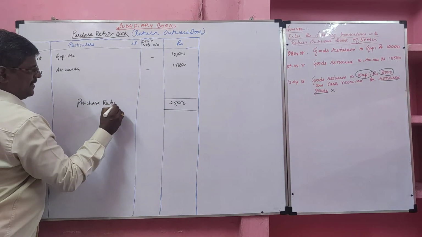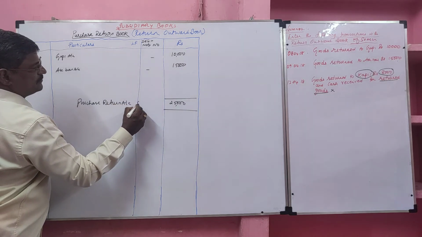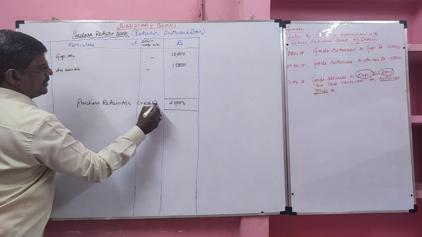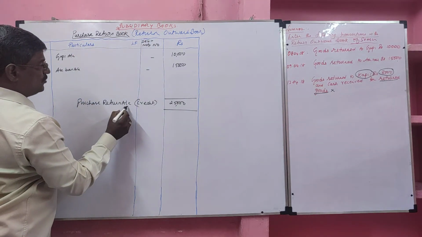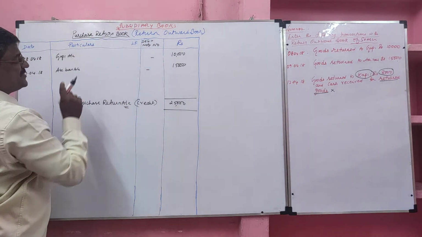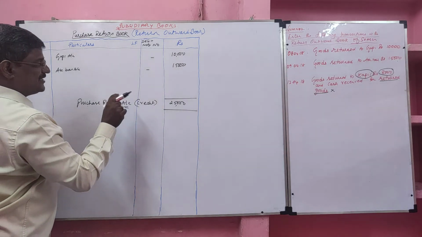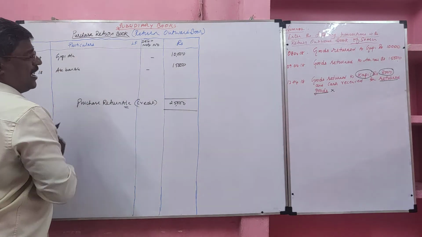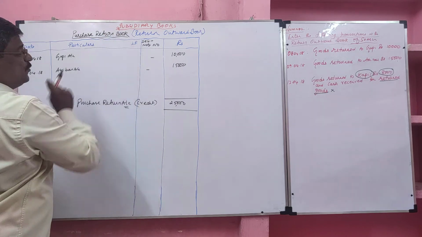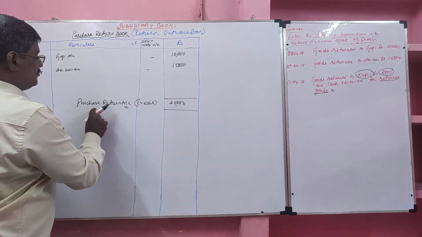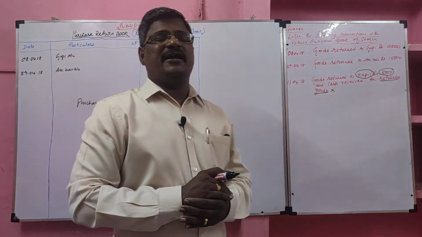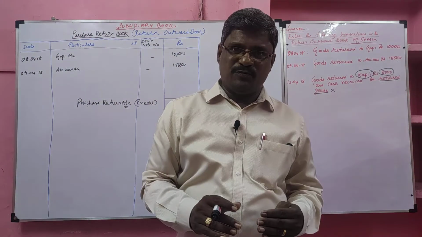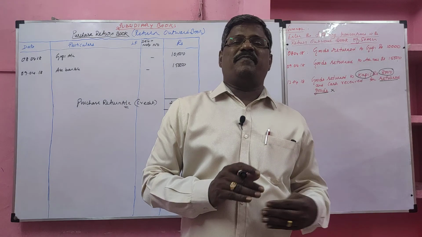Purchase return account credit. Students, purchase return book is different, purchase return account is different. Purchase return book is a subsidiary book, purchase return account is a ledger. So the total of purchase return book is credited to the purchase return account. Students, in this class we completed the preparation of purchase book and preparation of purchase return book.